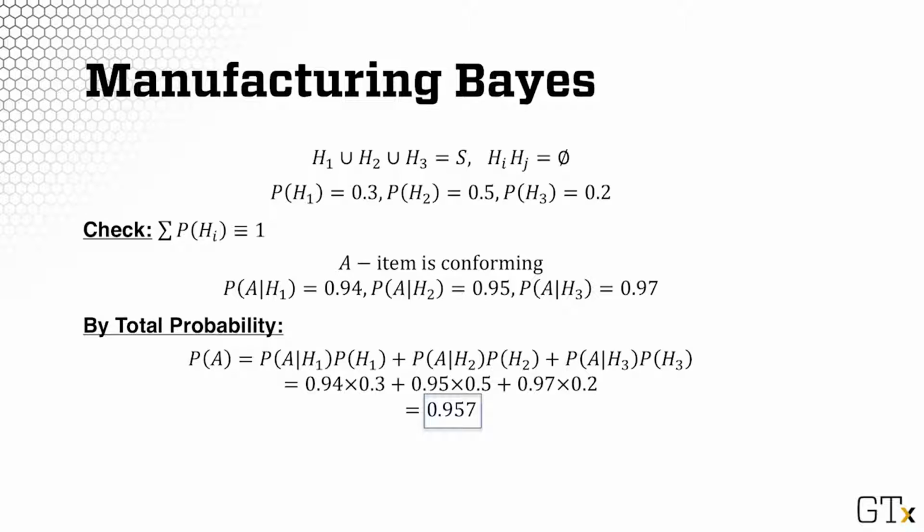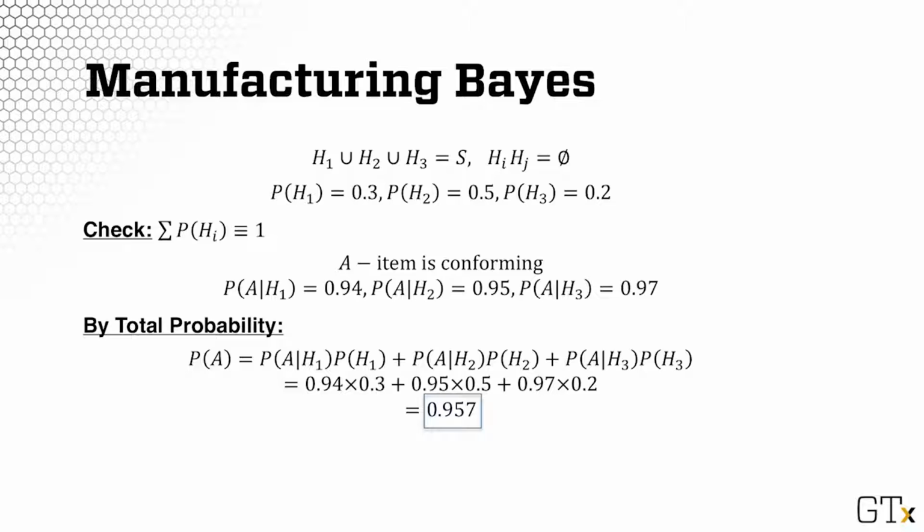Are these Hi good hypotheses? Yes. The sample space is completely split by the three hypotheses because an item is produced only on these three machines. So it could be on the first, second, or third. So the sample space is split as the union of H1, H2, and H3.